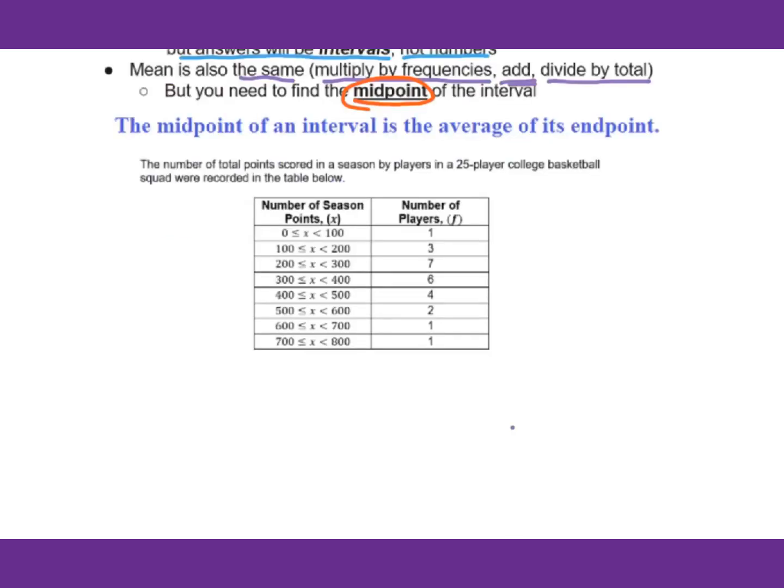The total points scored in a season by players in a 25-player college basketball team were recorded in the table below. How do we figure out the mean? That's x bar equals. We need to find a number for each interval. Remember, we have to use the midpoint.